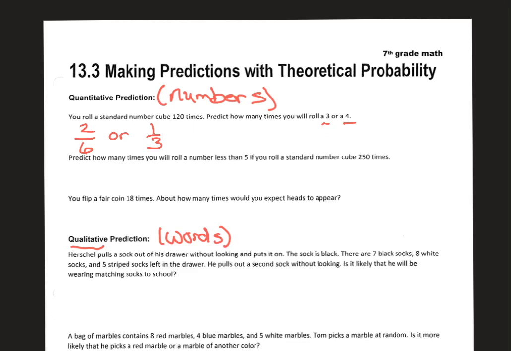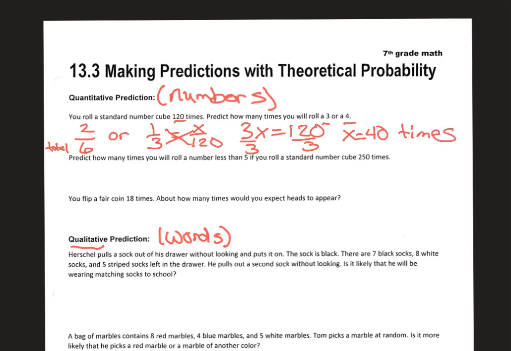Okay? And then to predict how many out of 120, we would say that is x, we're going to use proportional reasoning, out of 120. So how many out of the total of 120? Because remember, your bottom number is your total. Okay? So now all you need to do is solve that proportion. And we know cross products are equal. So 3x equals 120. And we solve that by dividing by 3. So x equals 40. So we would expect out of 120 rolls, it would land on a 3 or 4, 40 times.